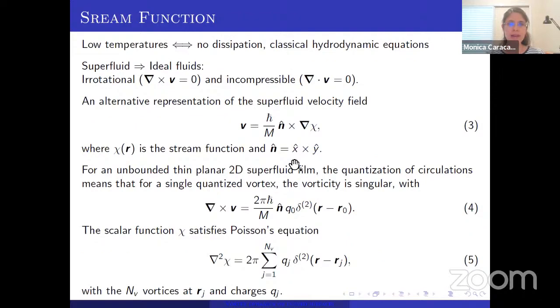Okay, then I would like to say here that for this low temperature system you have no dissipation. In this scenario, you can describe your superfluid as an ideal fluid that obeys the classical hydrodynamic equations. Then, what is an ideal fluid? Besides being irrotational, it is also incompressible. The divergence of v goes to zero. These are the two factors that define a superfluid as ideal. Just because of this incompressibility condition, you can also represent your velocity field in terms of another scalar potential that I call here the stream function.